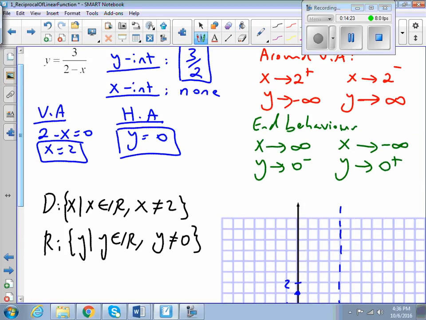Now I need to do my behavior around the asymptote and end behavior. As x approaches 2 from the right hand side, that means a number that is very close to 2 but slightly more than 2, for example 2.1, I have 2 minus 2.1. That's going to be a negative number. 3 divided by a negative number is going to be a negative answer. So that's why I get negative infinity here, as you can see.